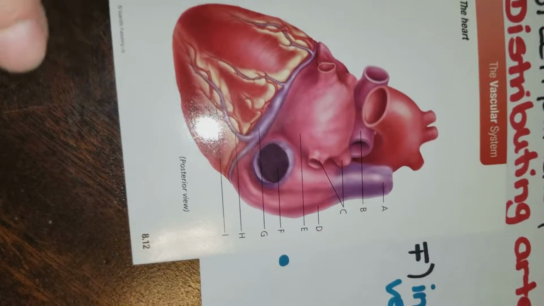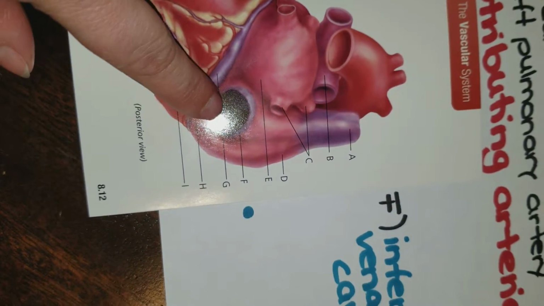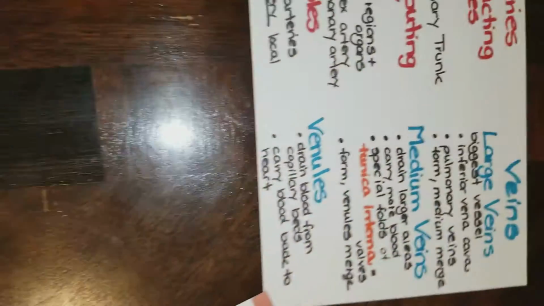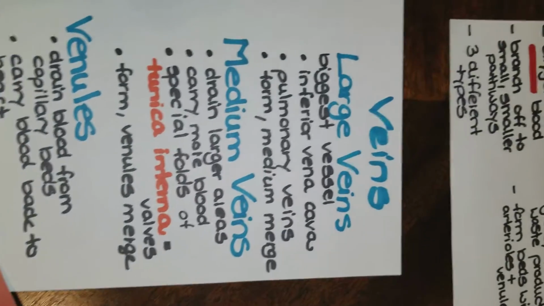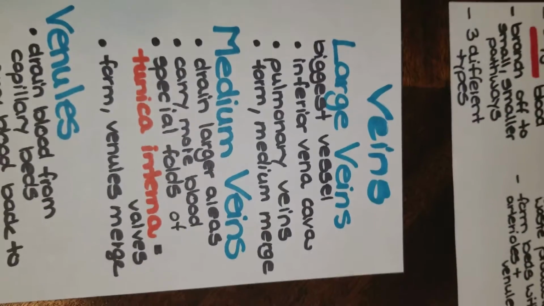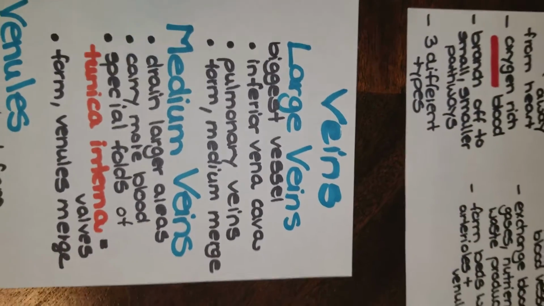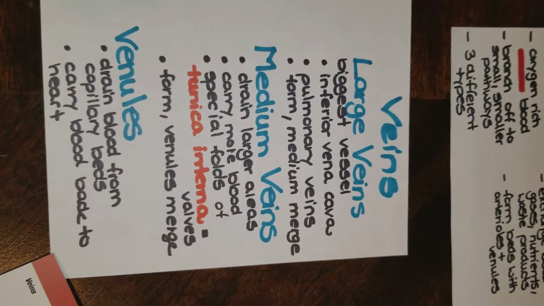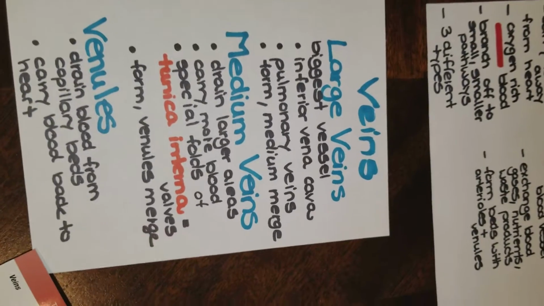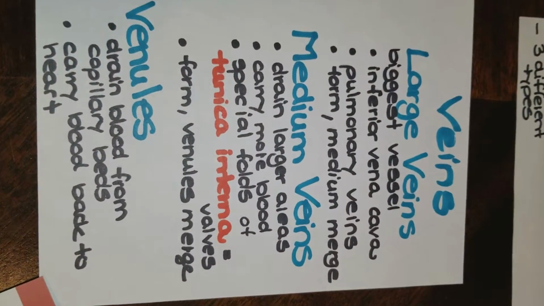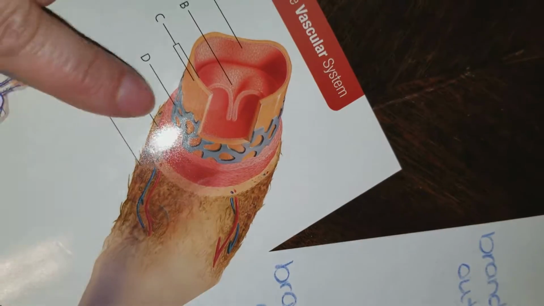It's right down here, F. So there's your inferior vena cava. And also the pulmonary veins, and they form when they merge together with the medium veins. The medium veins drain larger areas, they carry more blood, and they have a special fold in the tunica interna, and those are the valves, as you can see here.